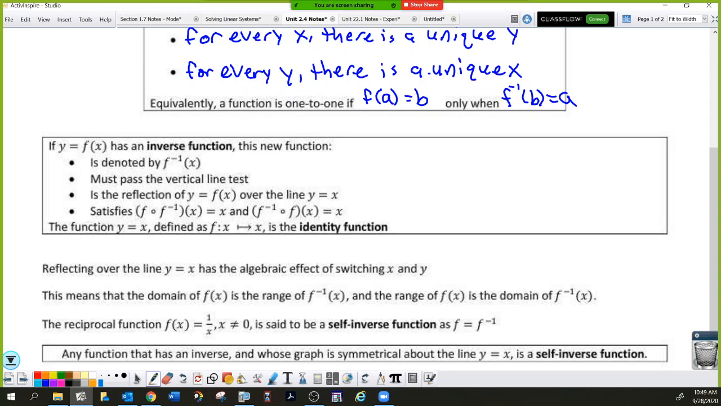Reflecting over the line y equals x has the algebraic effect of switching x and y. Do you guys remember back to algebra 1, and algebra 2 actually? In order to find an inverse function, you had to switch x and y, and then solve for y again. Well, the reason why is because geometrically you were reflecting over the line y equals x.